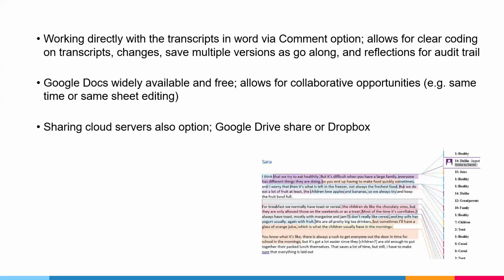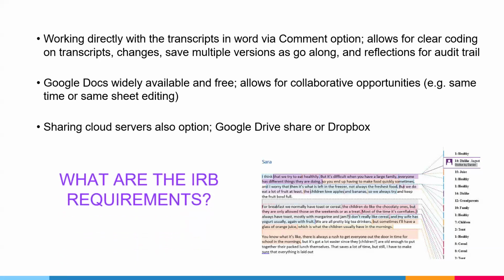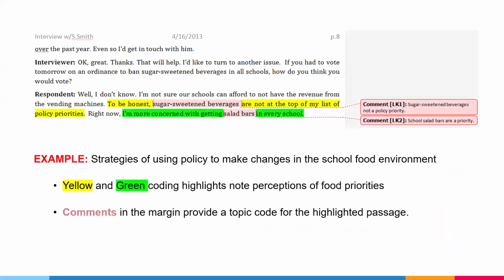And again, this is an easy audit trail for the initial stages. Google Docs are free and widely available, but you have to think about what the IRB requirements are around this, because you're putting the data in there. So that's something to consider before you jump ahead. But usually if everybody on the team has been cleared by the IRB, and if the transcripts themselves are de-identified, this is a great way to still move forward.